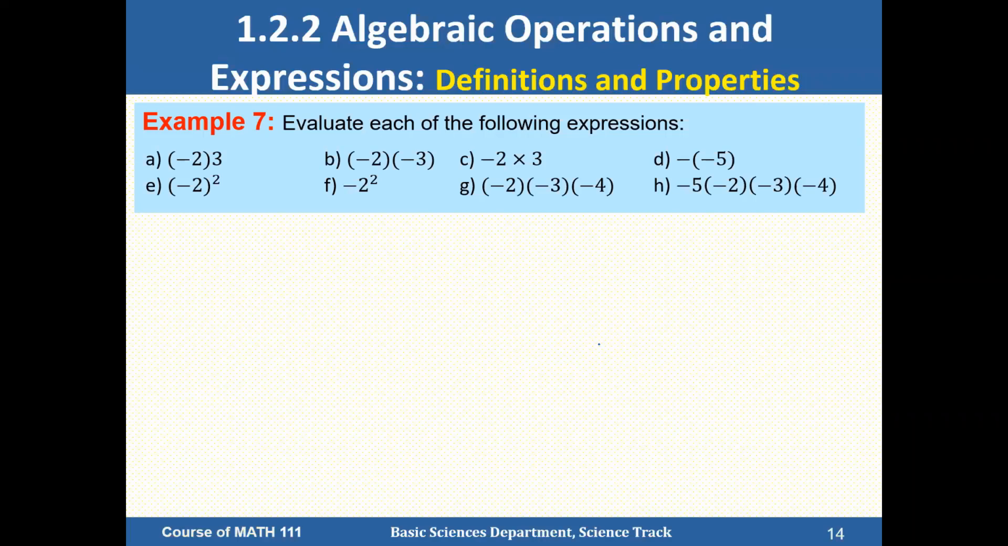Evaluate. So minus 2 times 3. عندنا minus في plus minus. نبدأ نضرب بالإشارات. We multiply signs first. Then we multiply numbers. 2 في 3, 6.